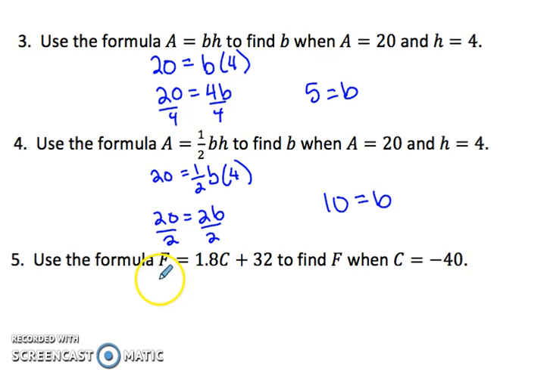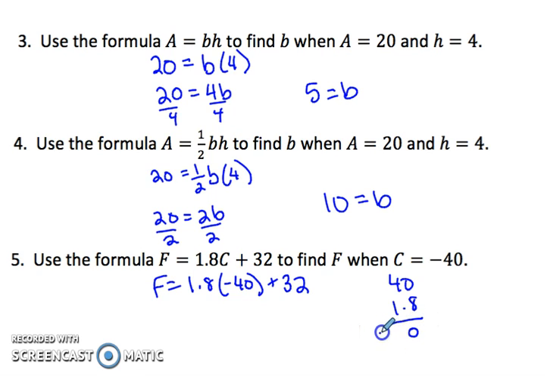All right, on this last one, we're trying to find F, and we're going to substitute in negative 40. So I get 1.8 times negative 40 plus 32. All right, well, let's do some math over here. 40 times 1.8. So I get 320, and then I get 40, so I get 720, but then that one decimal place gives me 72. But then remember, it was in negative 40, so really I have negative 72 as my degrees. So this is equal to negative 72 plus 32.